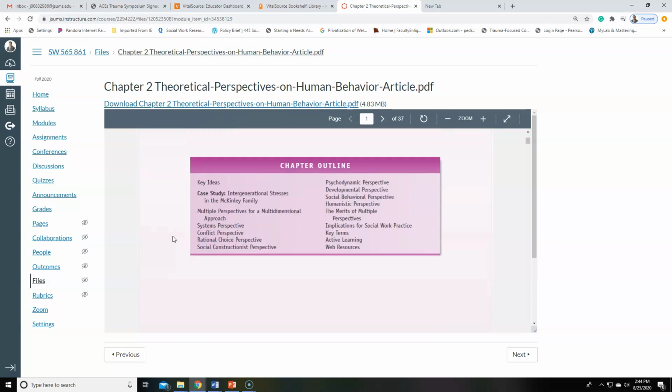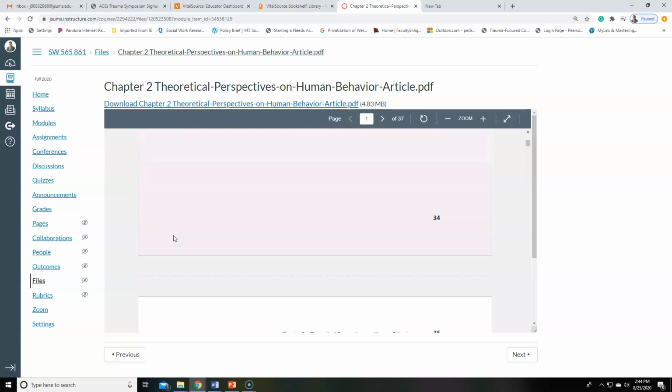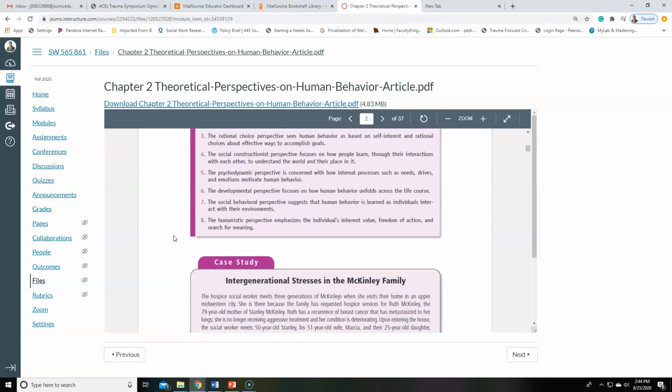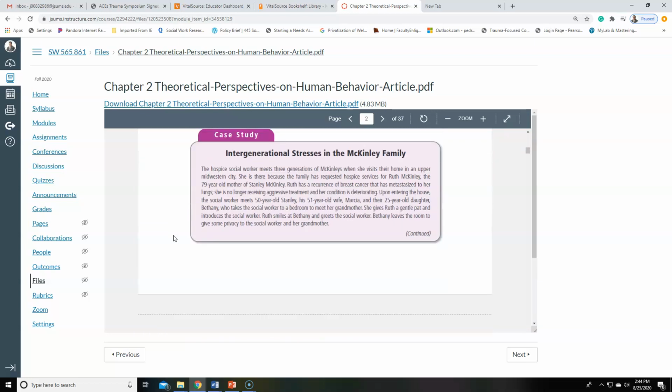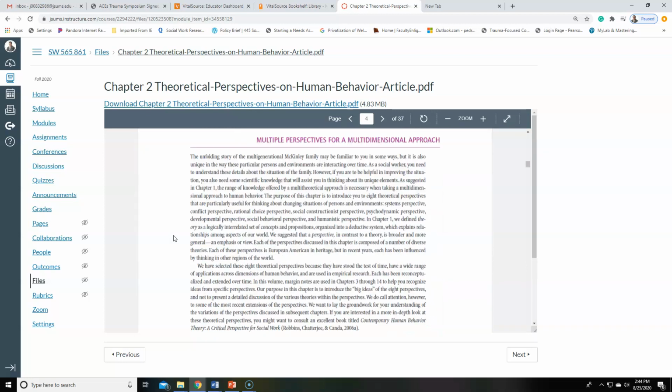So do not use the case study in this PDF. You have to use this. That's why I recorded it, because the case study is changed from one edition to another.